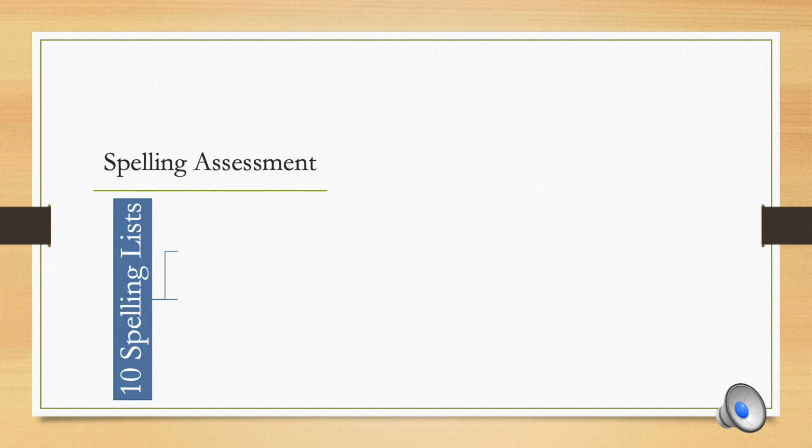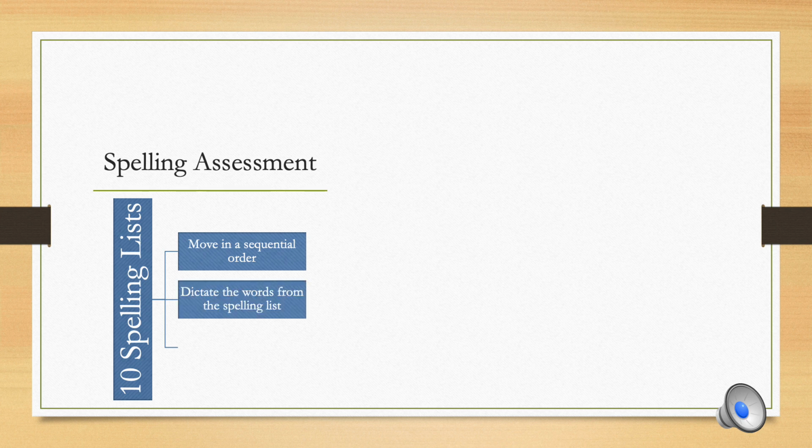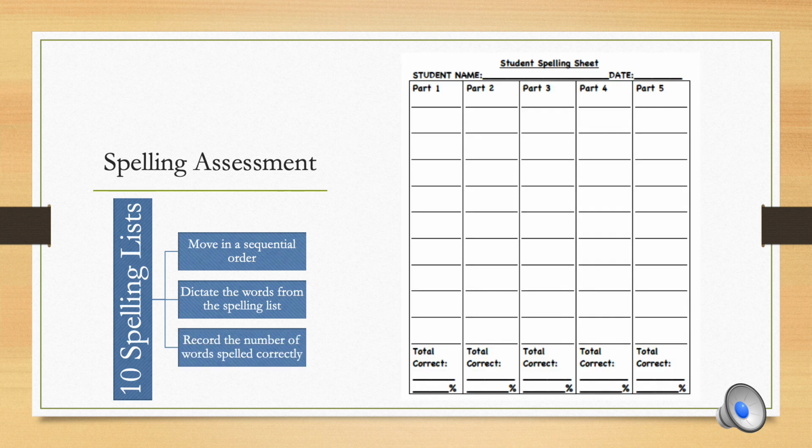Place the student spelling sheet in front of your student and explain that you will be doing a spelling activity. You will dictate words from the spelling list provided. There are 10 parts to this assessment. When the assessment is complete, be sure to record the total words spelled correctly as well as the percentage of words spelled correctly. Parts 1 through 5 are displayed on this slide.